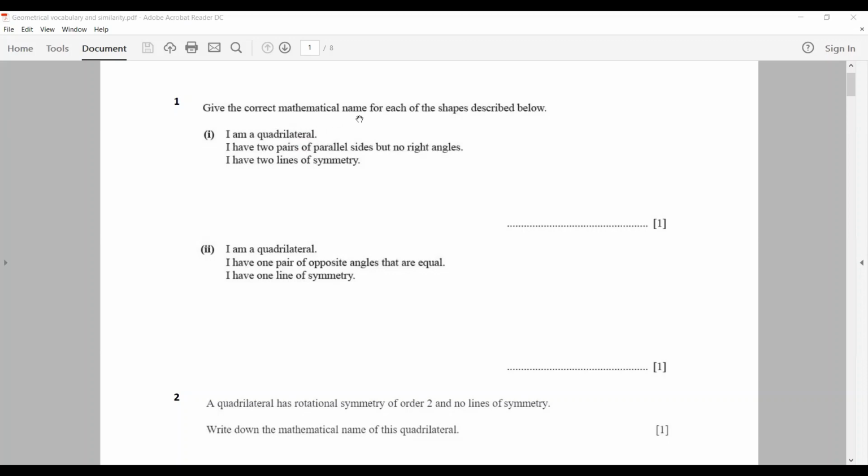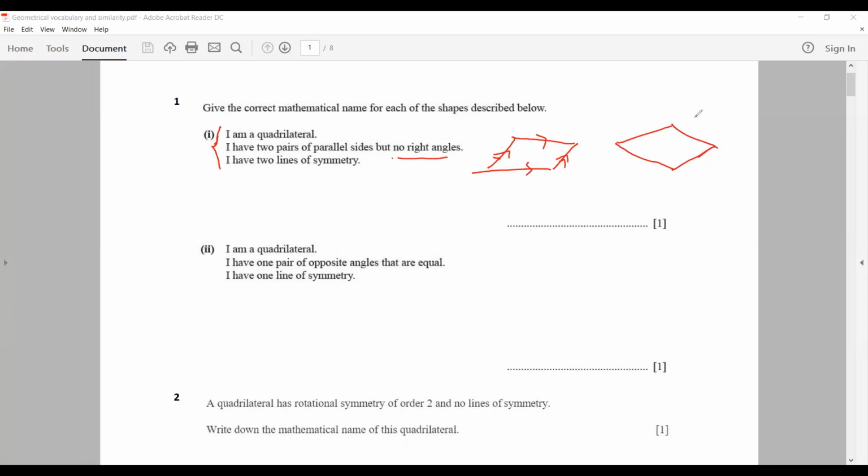Give the correct mathematical name for the shapes described below. So what do we have here? 3 descriptions. So I'm a quadrilateral, all right? I have 2 pairs of parallel sides, but no right angles. That narrows it down to a parallelogram, right? That's because we have 2 pairs of parallel sides. What else has 2 pairs of parallel sides? What I can think of is, because it says no right angle, so square and rectangle is not correct. Then how about rhombus, right?